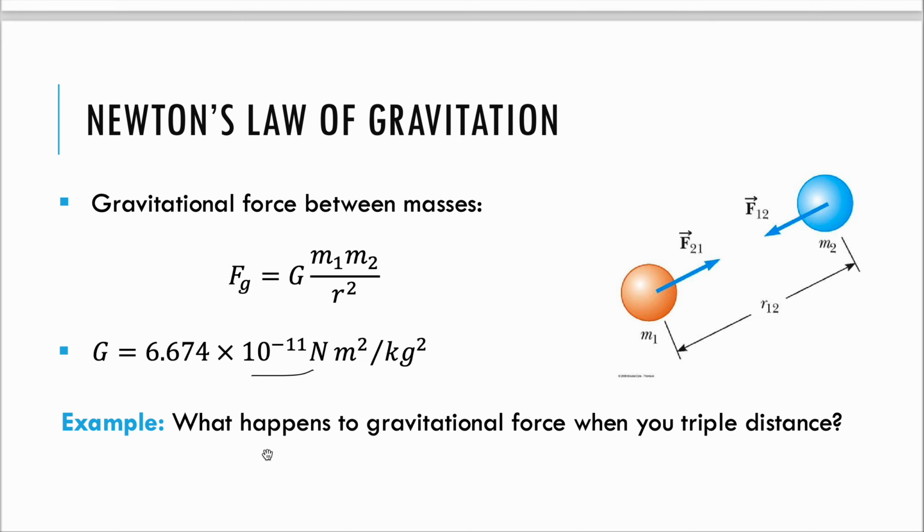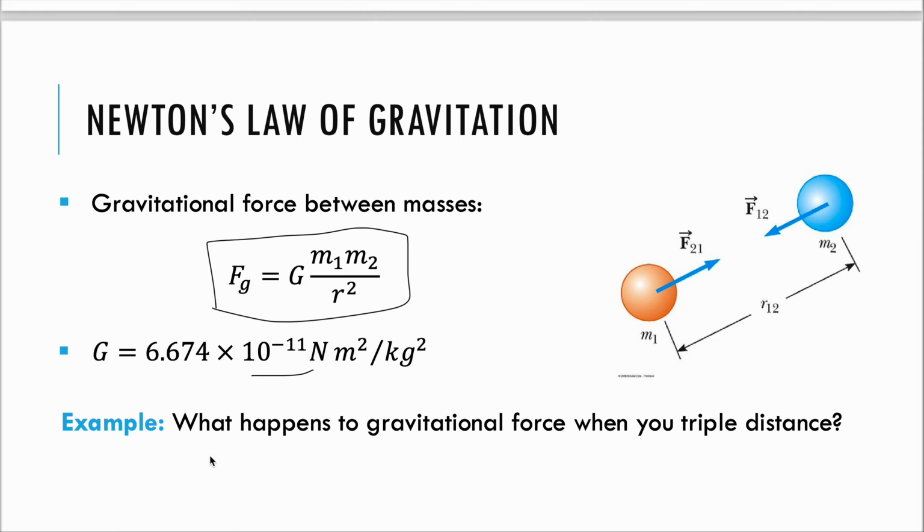Let's look at an example. What happens to the gravitational force when you triple the distance between the two masses? Whenever we have this type of problem where you're changing a variable and seeing what happens to another, I like to write down the original equation, which is right here. So I'm not going to write it again, but we have it right here.